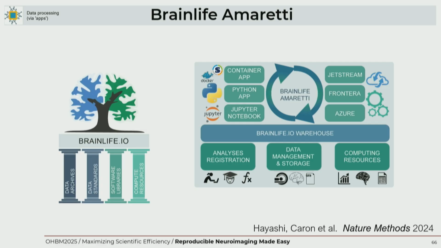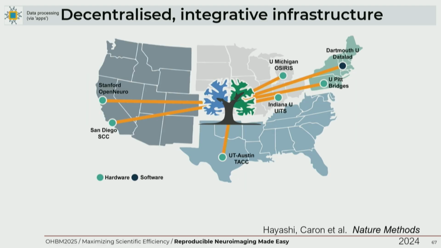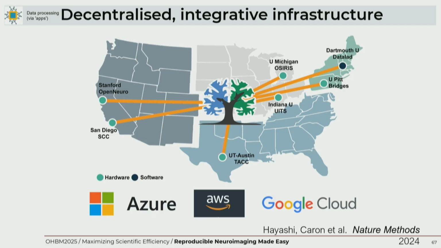And this is a decentralized task scheduler for BrainLife. And it's what connects the data that you've imported in your project with the apps that you want to use and notebooks that you might want to run through to cloud and HPC resources where they will actually run, like Jetstream, Frontier, Azure, and other compute resources that are available. So this is the architecture, but where is it actually running? Well, as I said, Amaretti is decentralized. So it will send your tasks to run on hardware resources that are available across the world, but there are critical hubs in the US where BrainLife is based, and further compute provided by Azure, AWS, and Google Cloud.